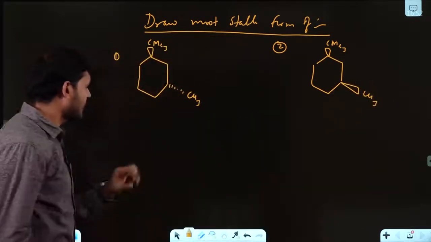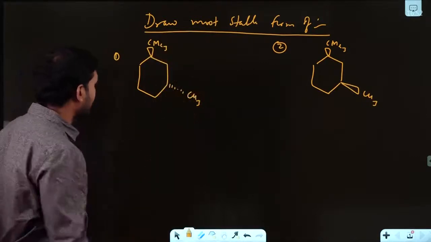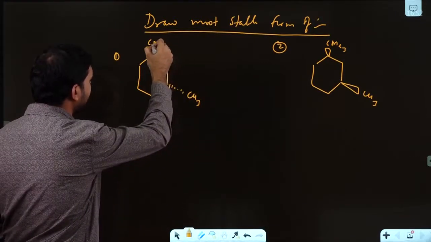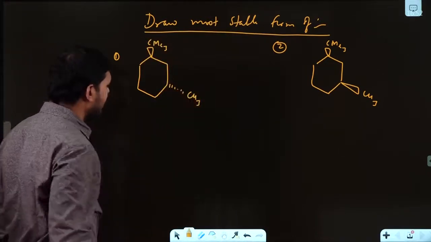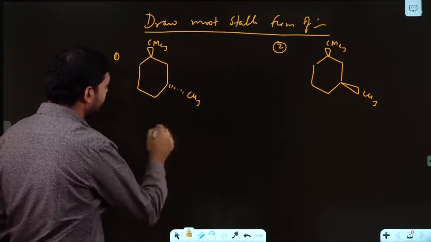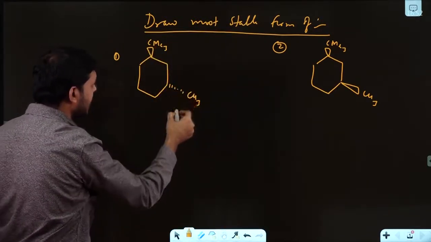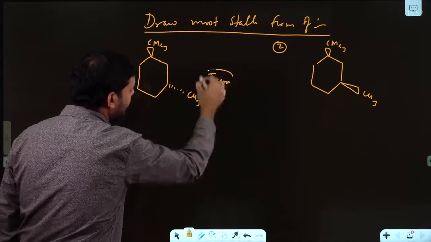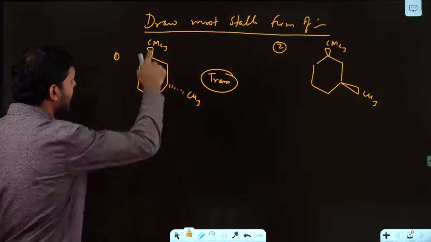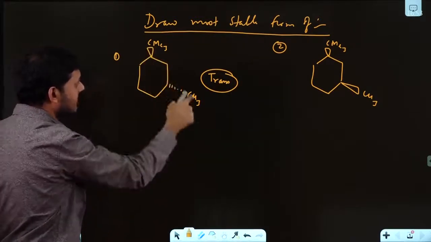Now let's see, this is your tertiary butyl and this is your methyl, right? So I can say this one as 1,1-dimethylethyl and this is simply methyl. Okay, so if I draw this conformer, you can see here it is in wedge and it is in dash, so it is simply your trans form, right? So if I draw this one up, then this will be down, or this will be down, this will be up.